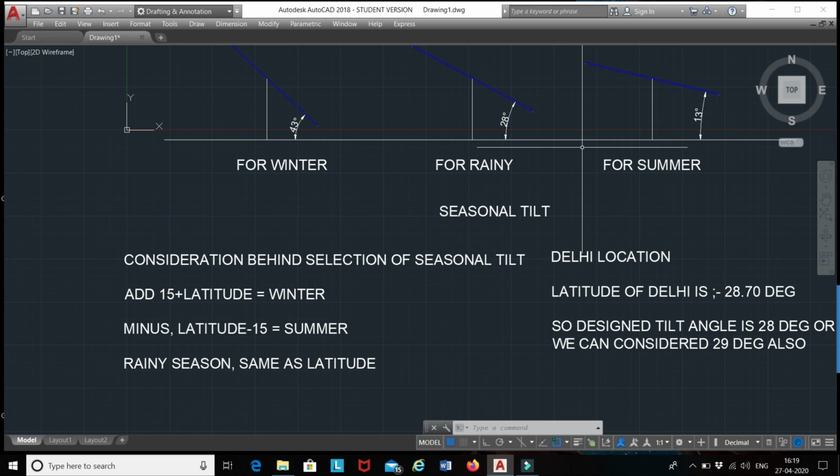The logic behind that: let's suppose I am going to install a solar power plant at a Delhi location. First we know the latitude and longitude of the city. I have considered that the latitude of Delhi is 28.70 degrees. So my design tilt angle is 28 degrees, or I can also decide 29 degrees. This is the fixed tilt angle over the year, and we will get average generation data over the year.